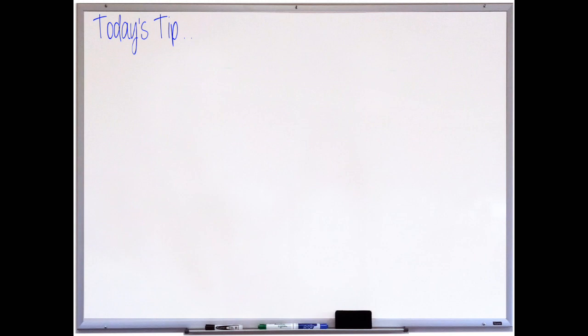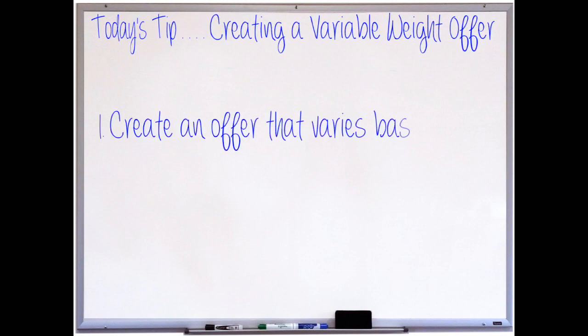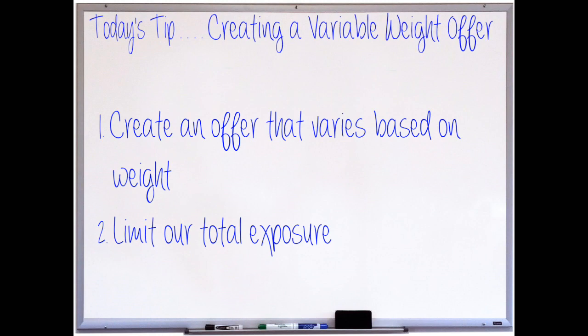Hey guys, in this week's tip, we're going to look at creating a promotion that's based on a variable weight item. What's cool about this is that the discount varies as the weight changes within the system. But we don't want to go overboard and spend all our profit in one place, so we're going to limit our exposure by only allowing the discount to go up to a certain amount.